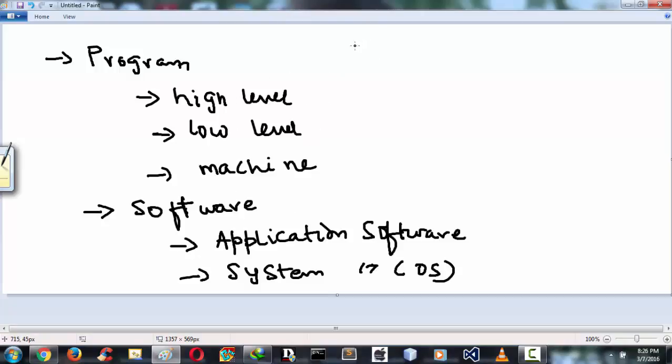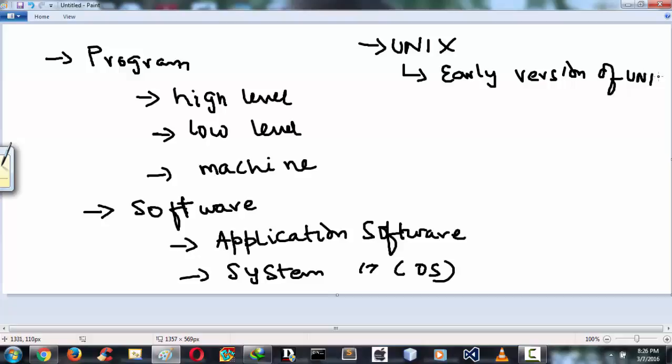Operating system played a very important role. Back in the 1970s, the only dominant operating system in the industry was Unix. The problem is the early version of Unix was written in assembly, a low level language.